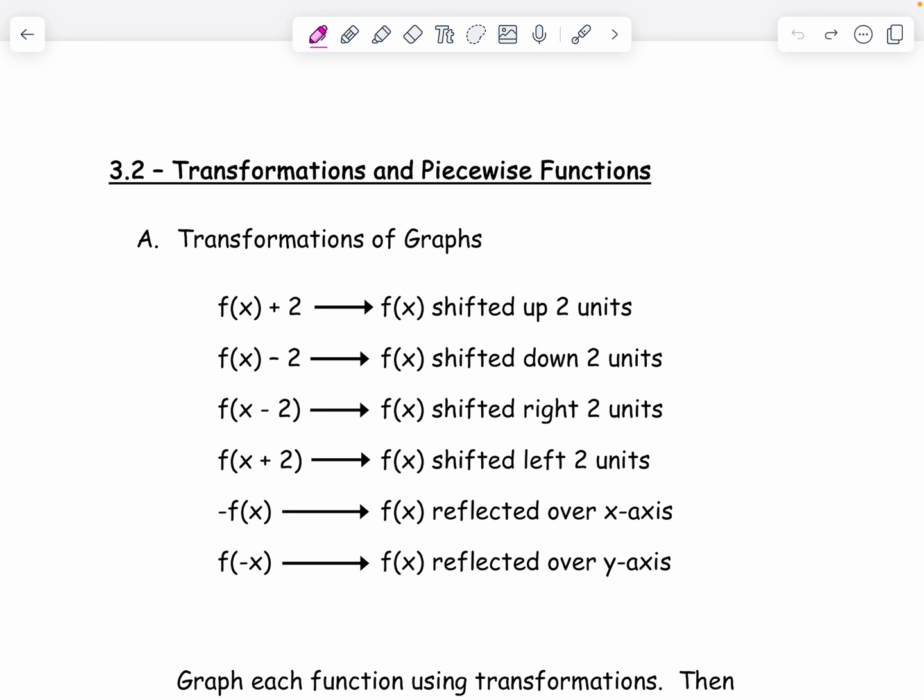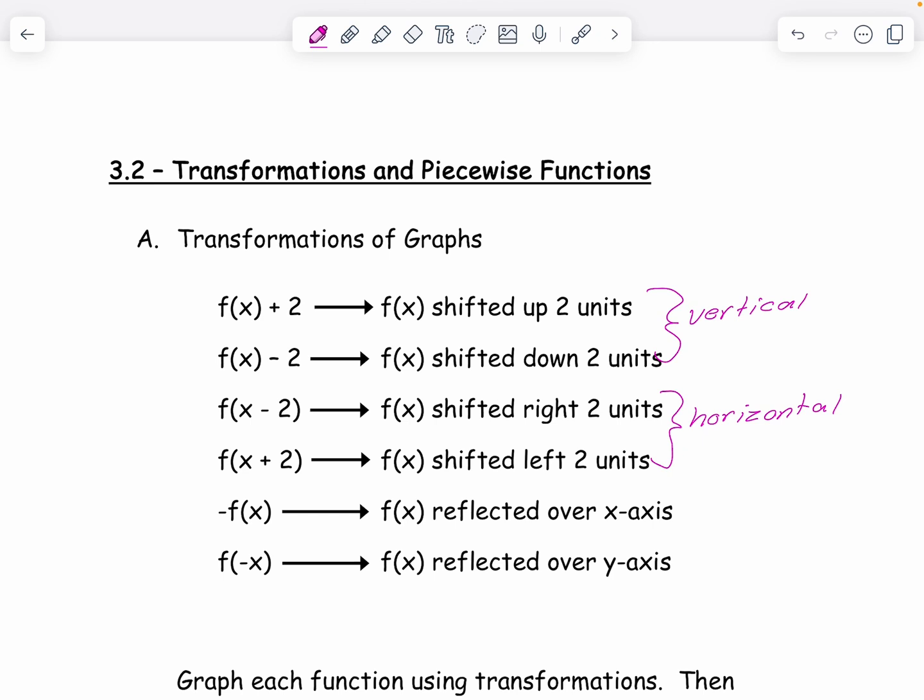If you have a function and then you have minus 2 behind it, or minus whatever, then that means it's going to be shifting down however many units. So again, the entire parent function just scoots down 2 units. Then we look at the horizontal shift. So these are vertical shifts, and these are going to be the horizontal shifts.